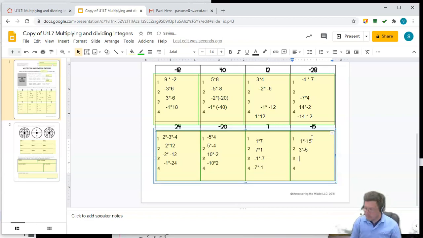We could have negative 3 times 5. Or we could have negative 1 times 15. So again, positive and negative.